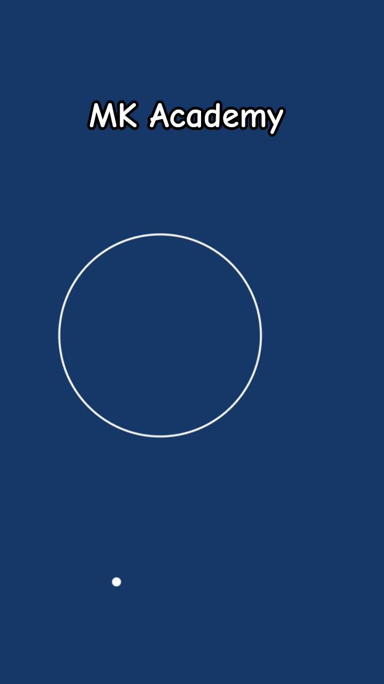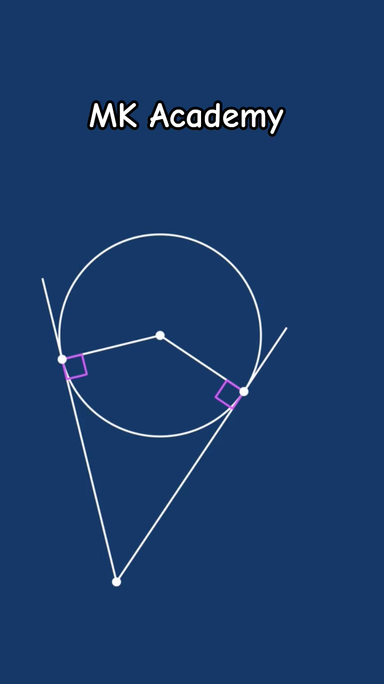If you take any point outside of the circle and draw two tangents to the circle from the same point like this, then the distances from that point to the circle along each tangent will be equal.